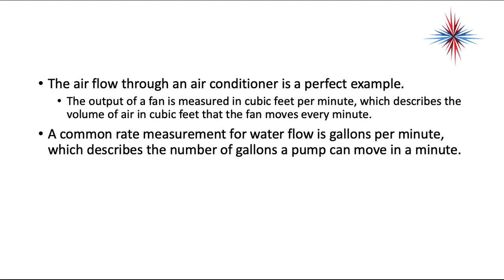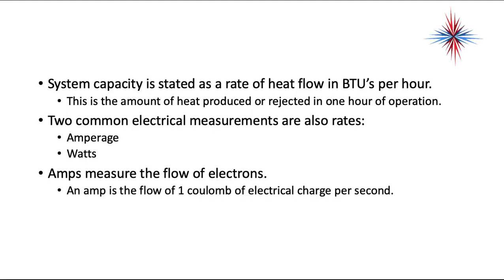The output of a fan is measured in cubic feet per minute, which describes the volume of air in cubic feet that the fan moves every minute. A common rate measurement for water flow is gallons per minute. It describes the number of gallons that a pump can move in a minute. System capacity is stated as rate of heat flow in BTUs per hour. This is the amount of heat produced or rejected in 1 hour of operation.